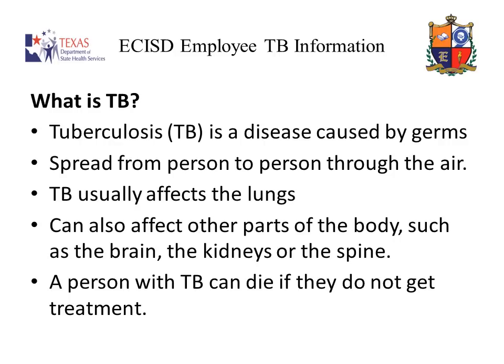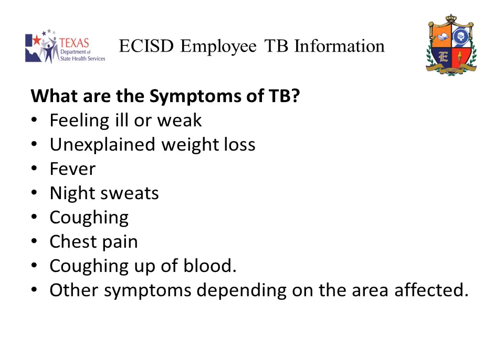Tuberculosis is a disease caused by germs that are spread from person to person through the air. TB usually affects the lungs, but it can also affect other parts of the body, such as the brain, kidneys, or the spine. A person with TB can die if they do not receive treatment. What are the symptoms of TB? The general symptoms of TB usually include feeling ill, weak, unexplained weight loss, fever, night sweats. The most common type of TB, TB of the lungs, also includes coughing, chest pain, and coughing up blood. Symptoms of TB disease in other parts of the body depend on the area affected.